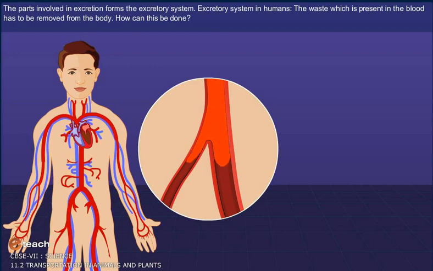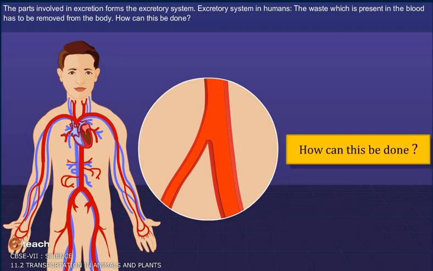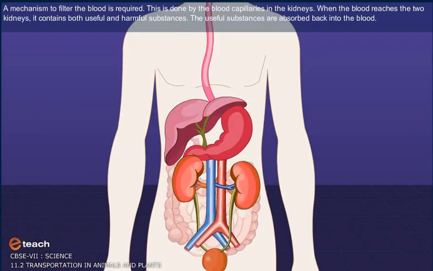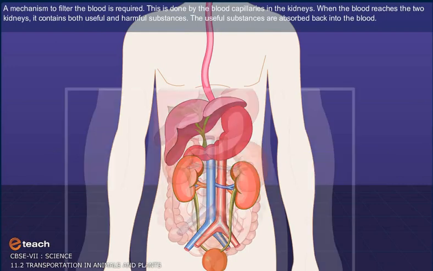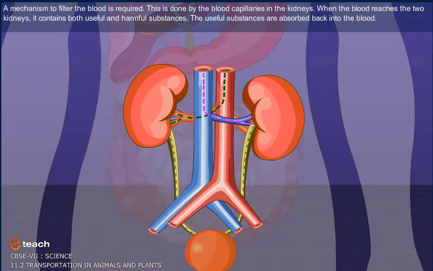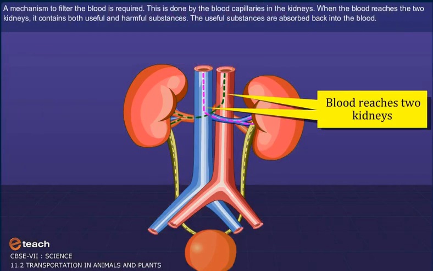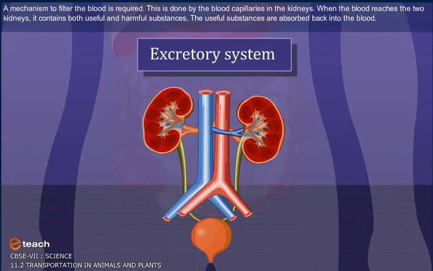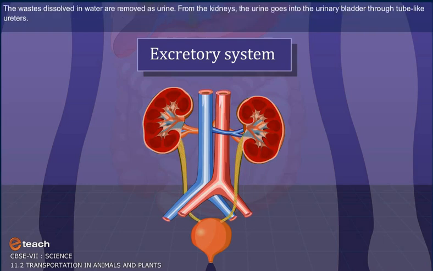Excretory system in humans. The waste which is present in the blood has to be removed from the body. How can this be done? A mechanism to filter the blood is required. This is done by the blood capillaries in the kidneys. When the blood reaches the two kidneys, it contains both useful and harmful substances. The useful substances are absorbed back into the blood. The waste dissolved in water is removed as urine.